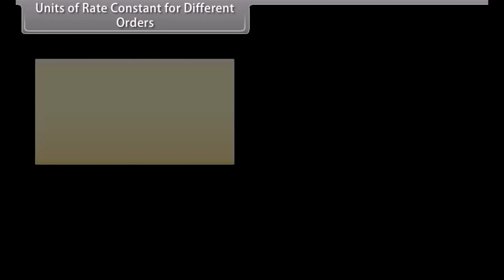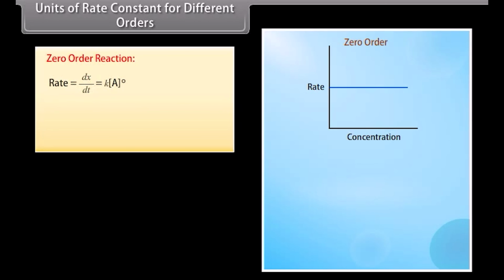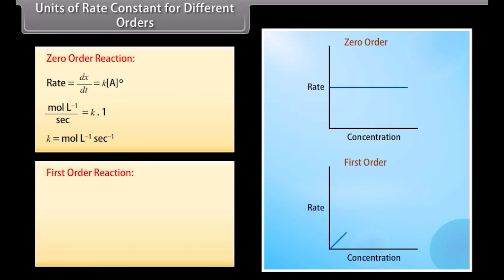Units of rate constant for different orders. Zero order reaction. Rate is equal to dx by dt, which is equal to the product of K and A raised to the power 0. Thus, units of rate constant for zero order reaction are mole per liter per second. First order reaction. Rate is equal to dx by dt, which is equal to the product of K and A raised to the power 1. Thus, the unit of rate constant for first order reaction is per second.